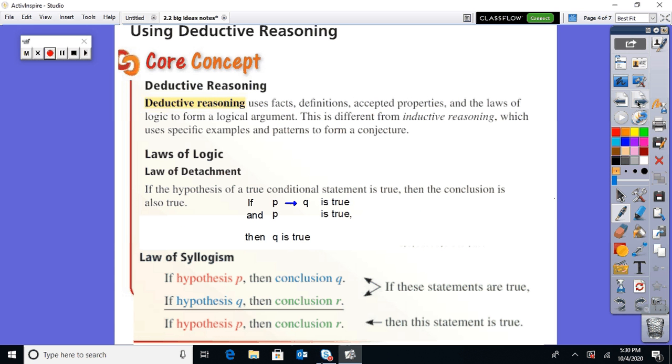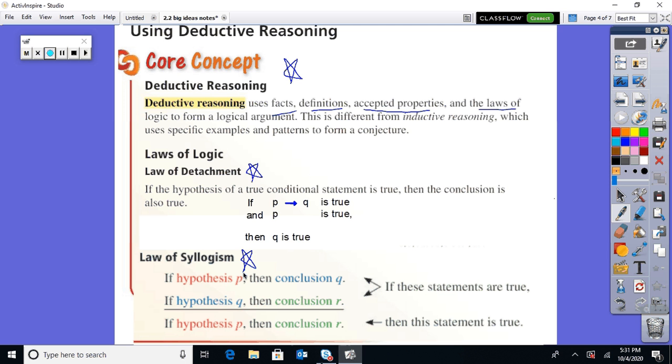All right, now deductive reasoning, on the other hand, is not based on any patterns, but it uses facts, definitions, properties, laws to form a logical argument. This is very different than inductive reasoning, which uses examples and patterns. So in deductive reasoning, we're going to say, well, I know this is true because, now here's a rule or a law. And there's two types of laws of logic that we're going to be dealing with in this section: the law of detachment and the law of syllogism.